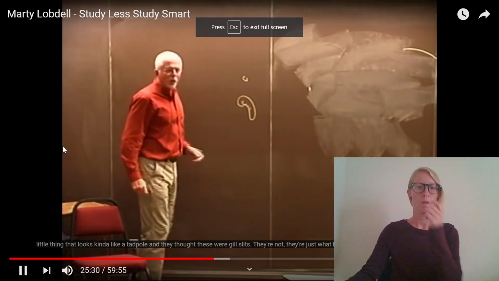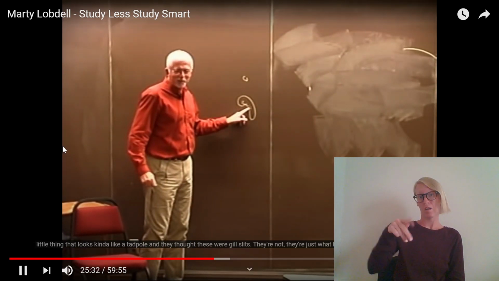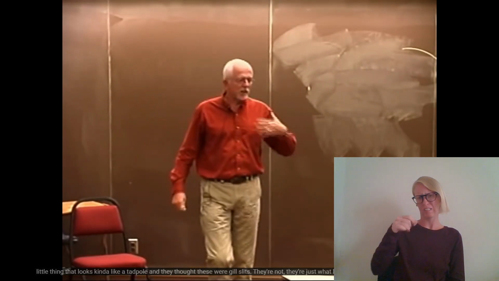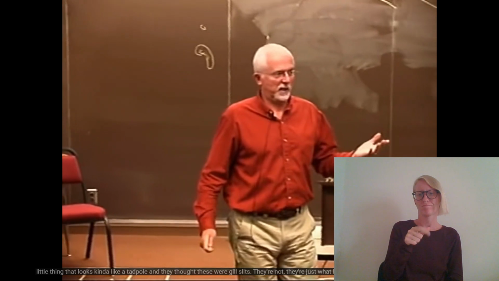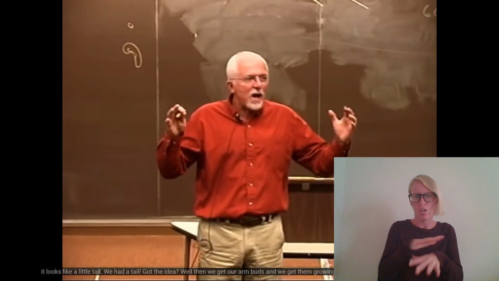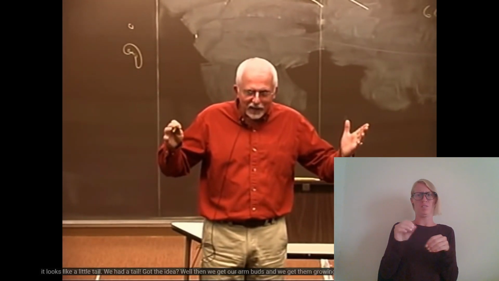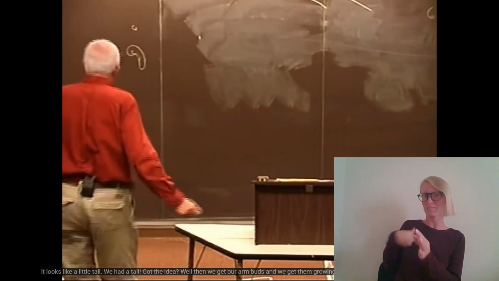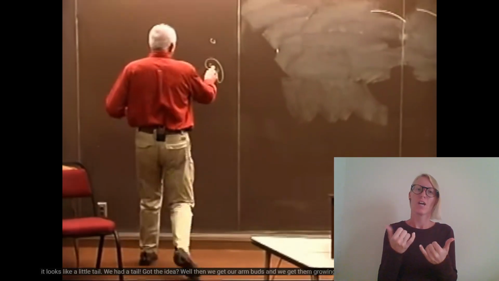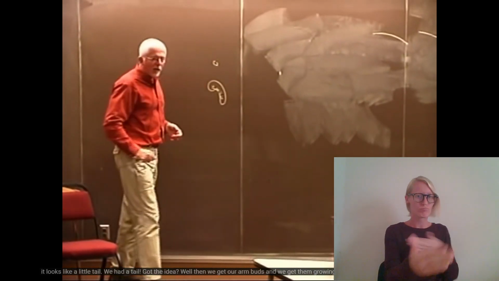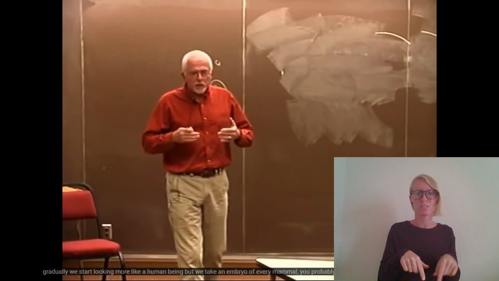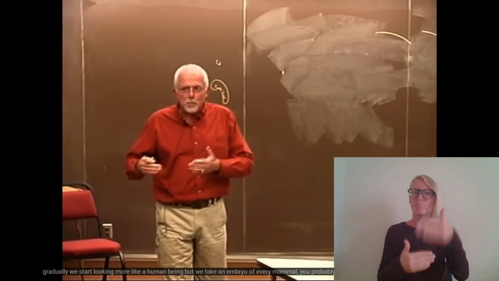It looks kind of like a tadpole, and they thought these were gill slits, okay? They're not. They're just what becomes the thoracic area. But there's no legs. It looks like a little tail. Oh, we had a tail. Got the idea? Well, then we get our arm buds and we get them growing, so we now get arms and legs. And gradually, we start looking more like a human being.